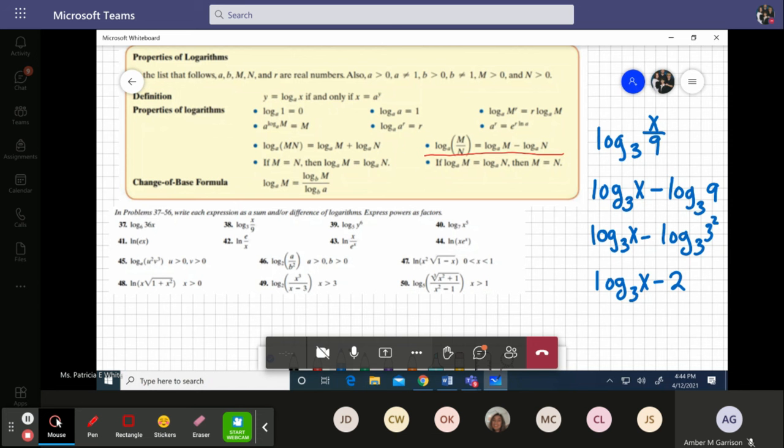40, the only thing you're going to do is bring that 5 down front.